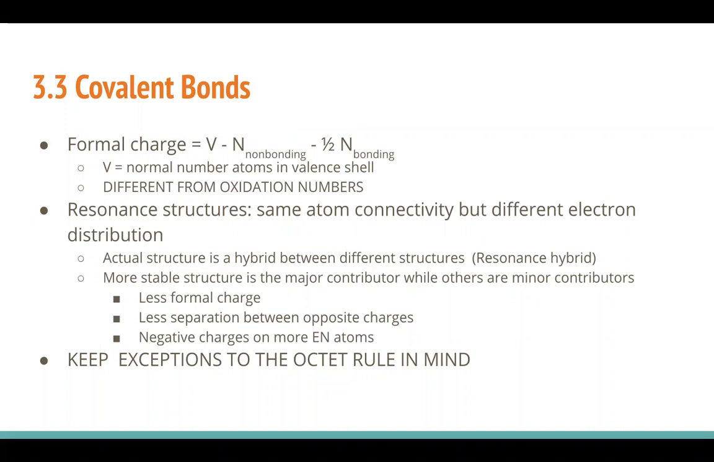It's really important to keep exceptions to the octet rule in mind when calculating formal charge. For example, boron has 6 valence electrons available to bond, so it can only do 3 bonds. So it's important to keep that in mind when calculating formal charge.